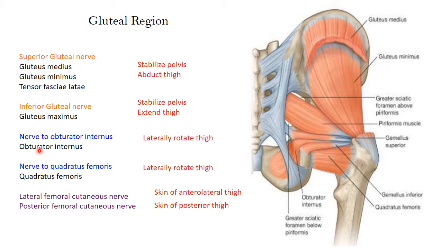The nerve to obturator internus obviously does obturator internus. It's going to laterally rotate the thigh. I really don't have too much more to say about that. The nerve to quadratus femoris is going to do the same thing, innervate the quadratus femoris and laterally rotate the thigh. And the lateral femoral cutaneous and posterior femoral cutaneous are going to do the anterior lateral and posterior sensory for the skin, and those are coming off of the lumbosacral plexus as well. Okay, all right, moving on.